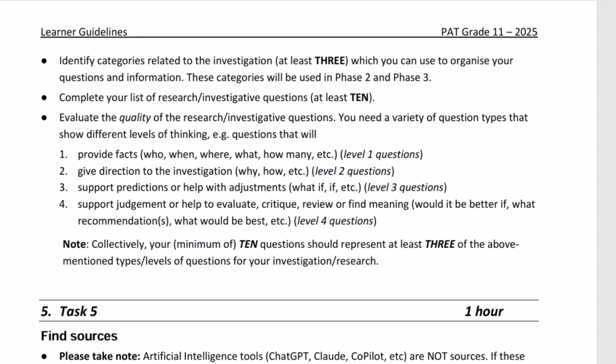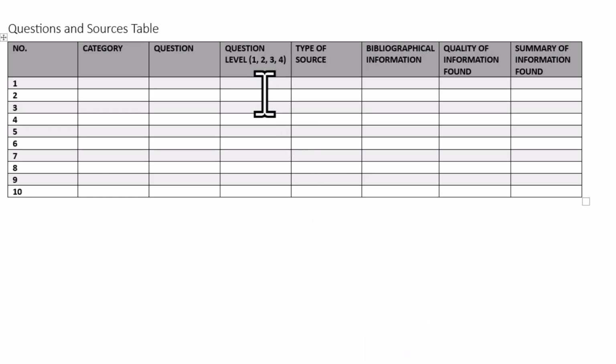I'm busy on page 11 now of the PAT. And they're saying we have to have various question levels. So I'm going to start my PAT off with a level one question. Let's go back to Word, and I'm going to write level one in there. That's going to be my number one. We're going to focus on the question now. So I'm going to be jumping between these various columns as we carry on.